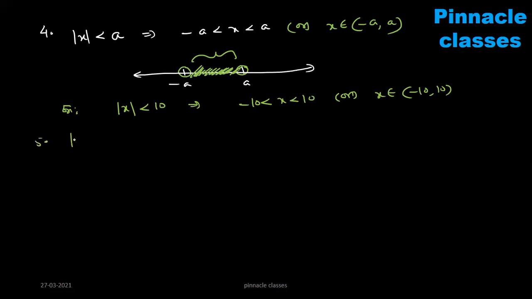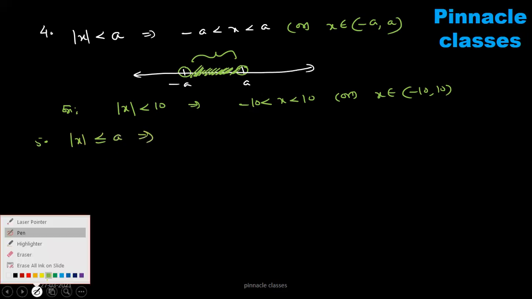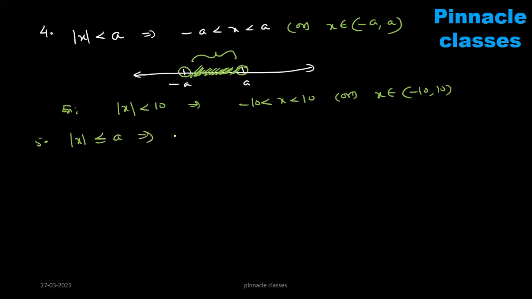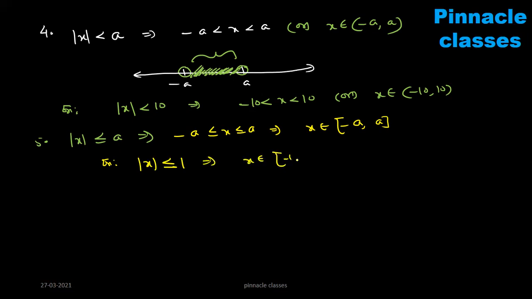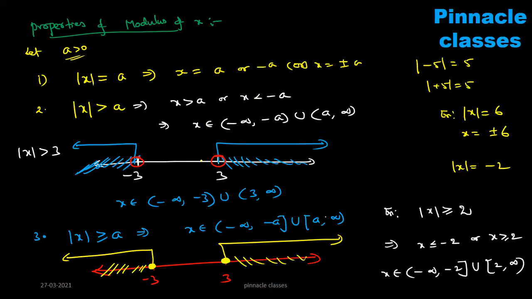5. Modulus of x less than or equal to a. What is the case? It means x belongs to the closed interval minus a comma a. Example 1. What is the meaning? That is the case. Once again, please revise these formulas.